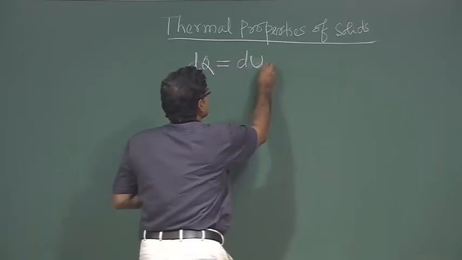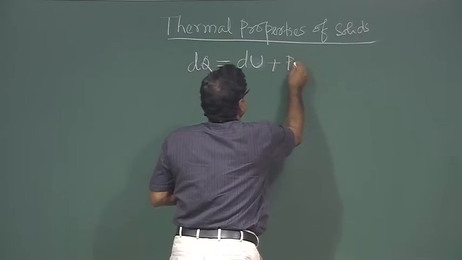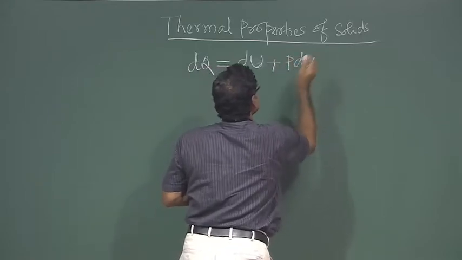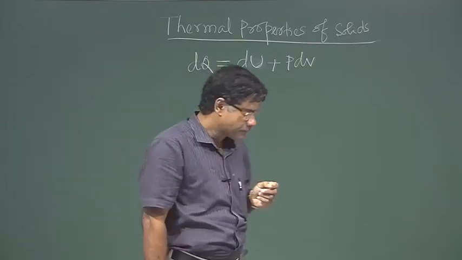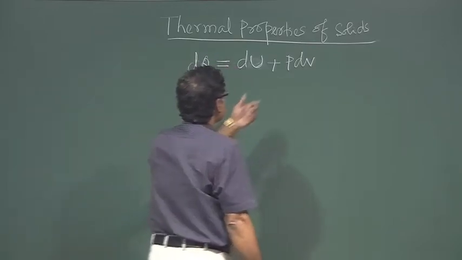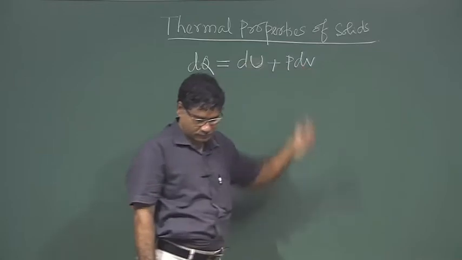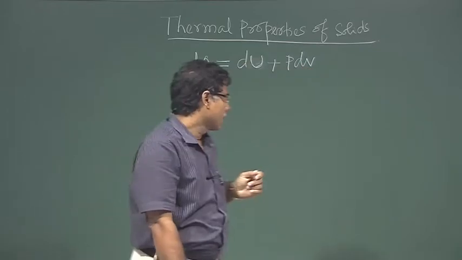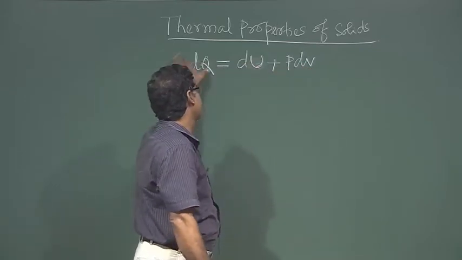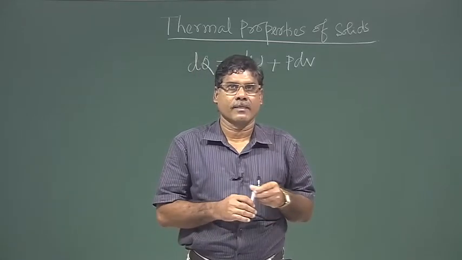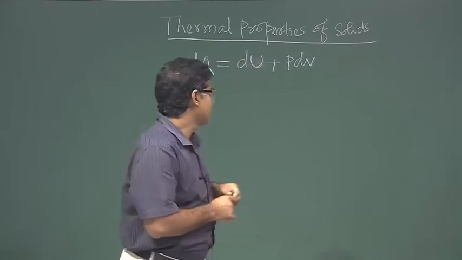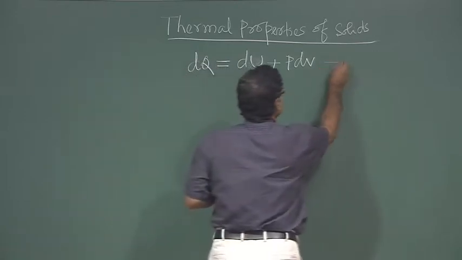So, if you increase the volume by dV at pressure P, this will be the work done, and that energy comes from the heat energy supplied to the system, right. So, this is basically the first law of thermodynamics.